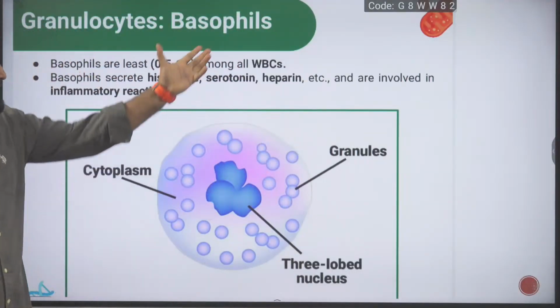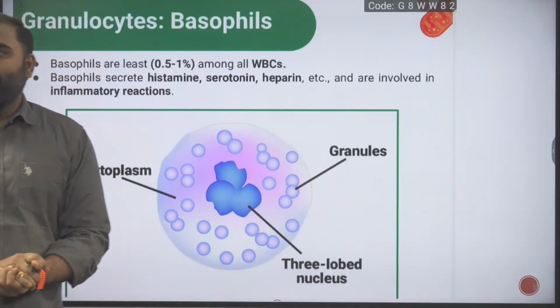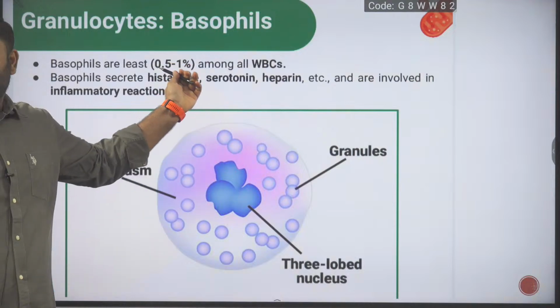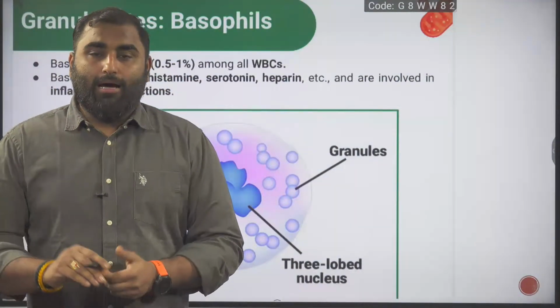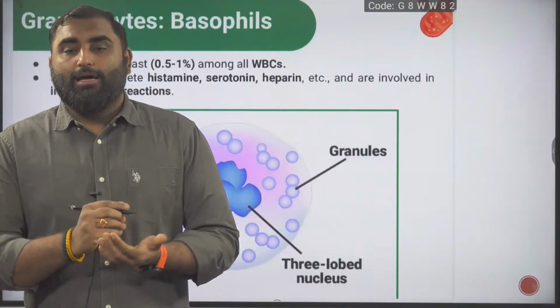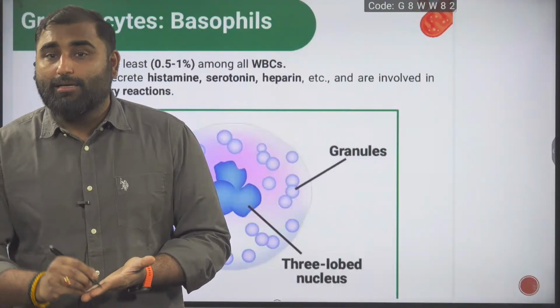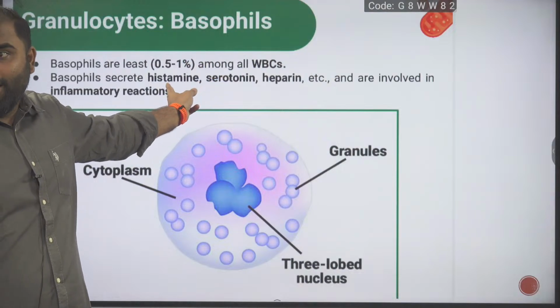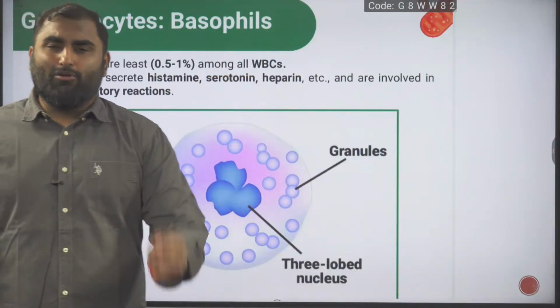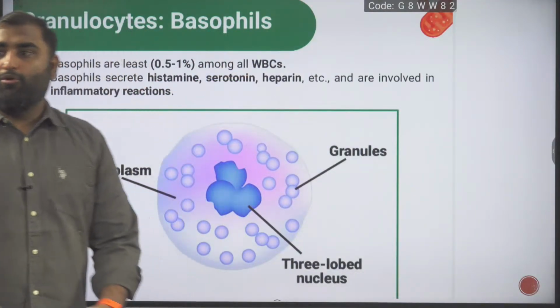Next, basophils. Which is the next cell, guys? Basophil. How much percent? Basophil is the least. I hope you are noting down as well. Neutrophils are 60 to 65%. The least number will be of basophil. Basophil is only 0.5 to 1%. Basophil requirement is very small in our WBCs.